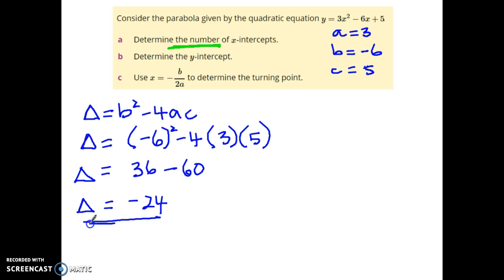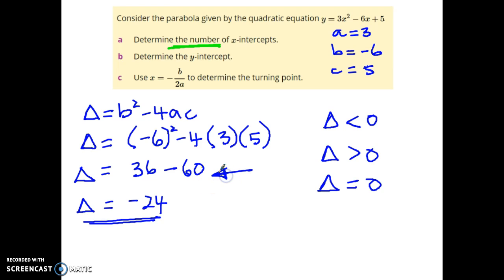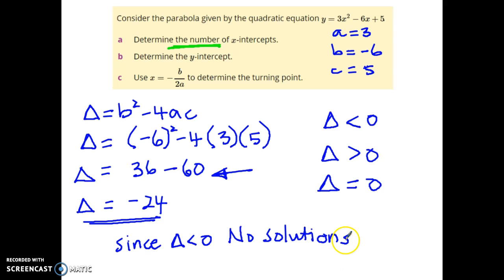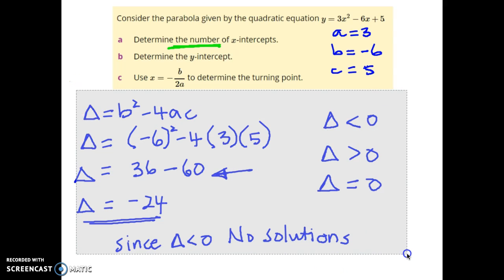You don't actually have to come up with a solution because you're just interested in whether our discriminant is less than 0, greater than 0, or equal to 0. At this point here, you know that it's going to be a negative. You really don't care what value it is, you know that it's negative. So since our discriminant is less than 0, there are no solutions, which means our graph will be sitting up above the x-axis.